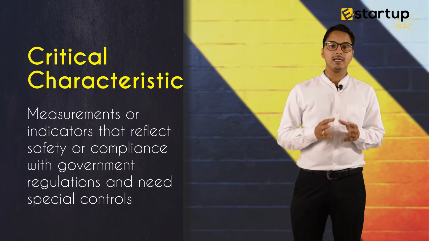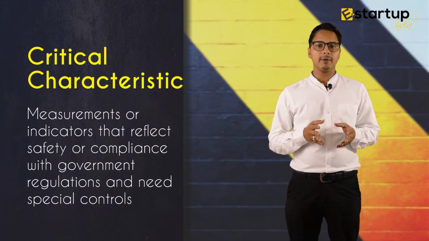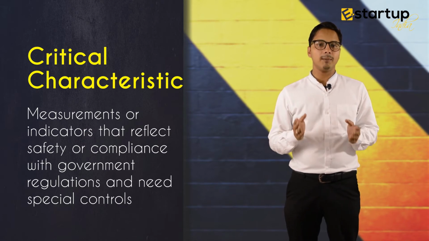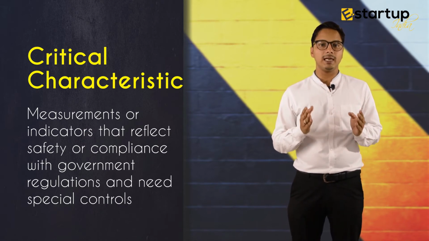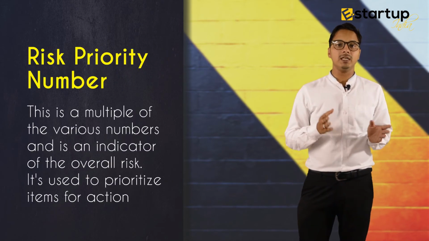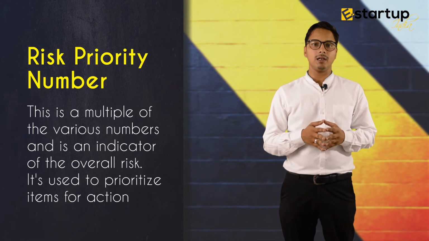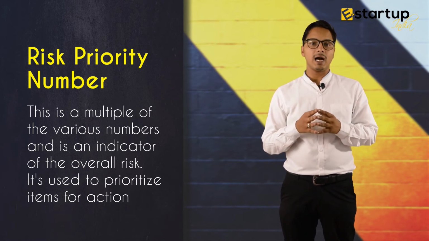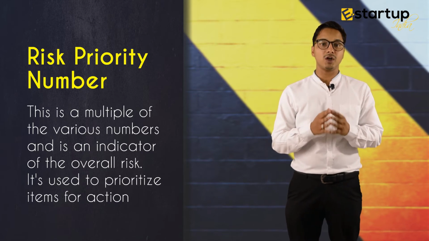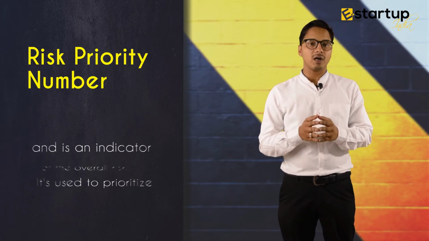Ninth is critical characteristic. Measurements and indicators that reflect safety or compliance with government regulation and need special control. 10th is risk priority number. This is a multiple of various numbers and is an indicator of overall risk. It is used to prioritize items for action.